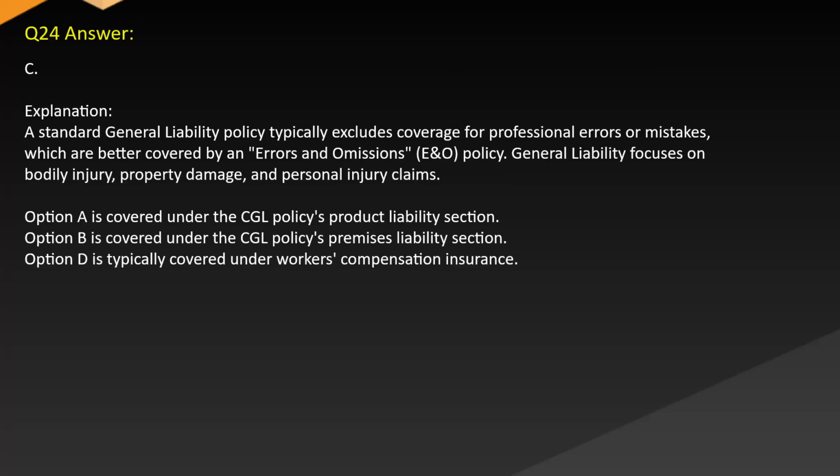Answer C. Explanation. A standard general liability policy typically excludes coverage for professional errors or mistakes, which are better covered by an errors and omissions policy. General liability focuses on bodily injury, property damage, and personal injury claims. Option A is covered under the CGL policy's product liability section. Option B is covered under the CGL policy's premises liability section. Option D is typically covered under workers' compensation insurance.